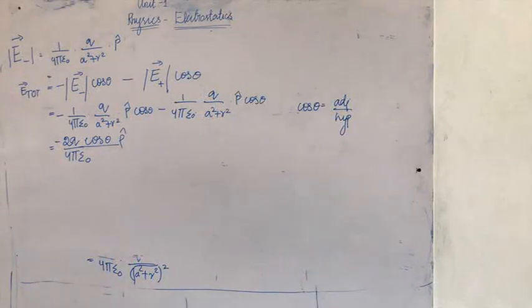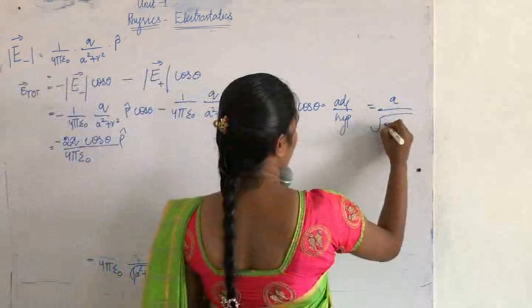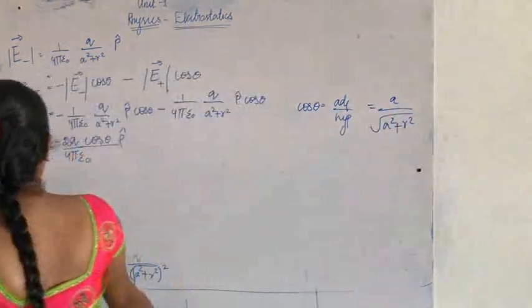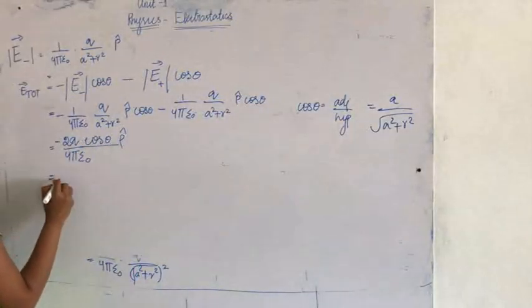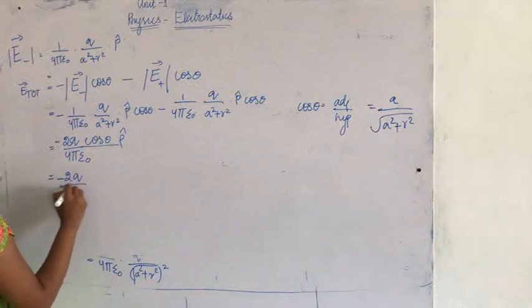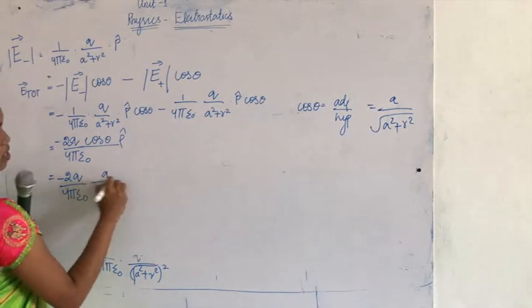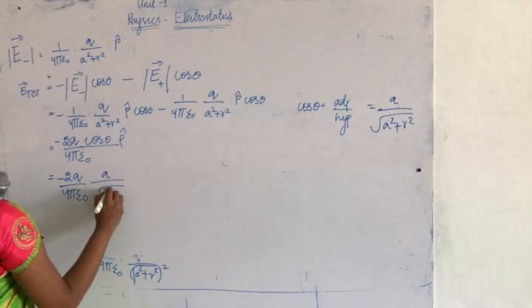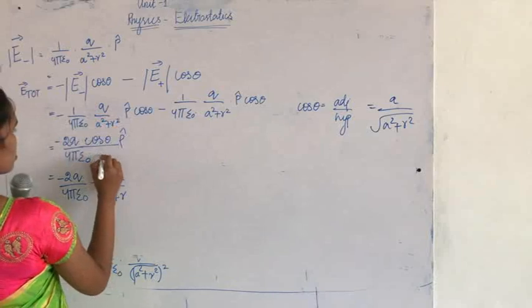What is the adjacent side? A by root of A square plus R square. Okay, this is the cos theta. Now you are going to apply cos theta in this equation: minus 2q by 4 pi epsilon 0, cos theta value A by root of A square plus R square. Here the A square plus R square is here, isn't it?